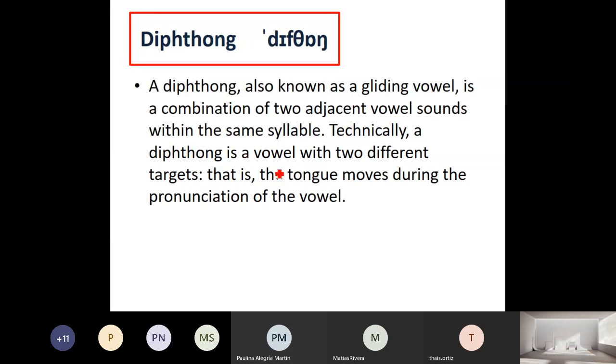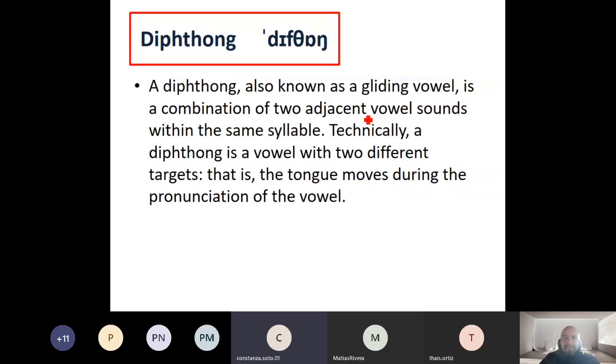A diphthong, also known as a gliding vowel, is a combination of two adjacent vowel sounds within the same syllable. Technically, a diphthong is a vowel with two different targets. That is, the tongue moves during the pronunciation of the vowel.